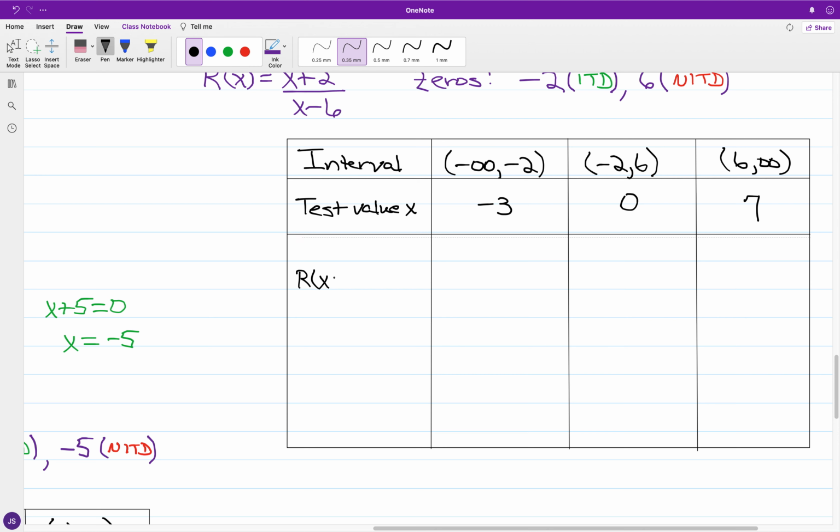And here we have r of x is equal to x plus 2 over x minus 6. Now for r of -3, okay, -3 plus 2 is -1. -3 minus 6 is -9. And the negatives are going to cancel out. So this will come out to a positive 1/9.